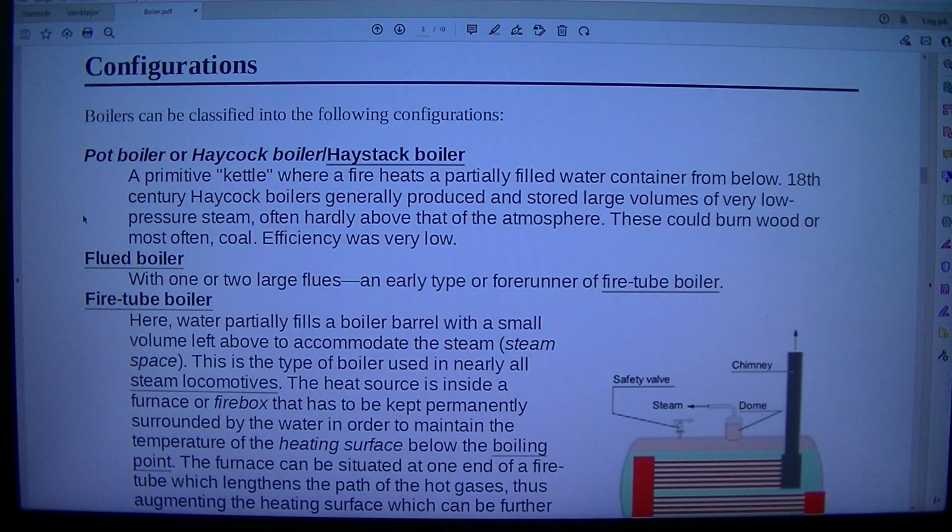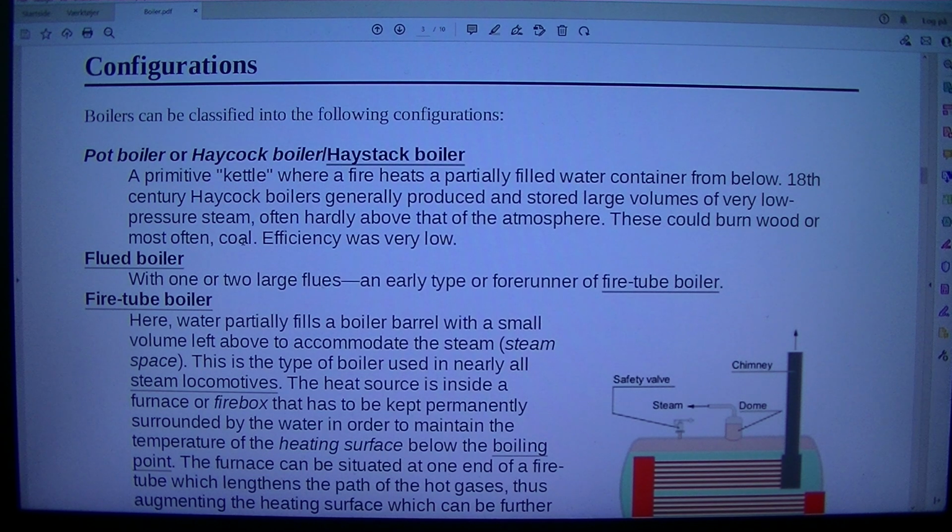Configurations. Boilers can be classified into the following configurations: pot boiler or haycock boiler / haystack boiler, a primitive kettle where a fire heats a partially filled water container from below. 18th century haycock boilers generally produced and stored large volumes of very low pressure steam, often hardly above that of the atmosphere. These could burn wood or, more often, coal.